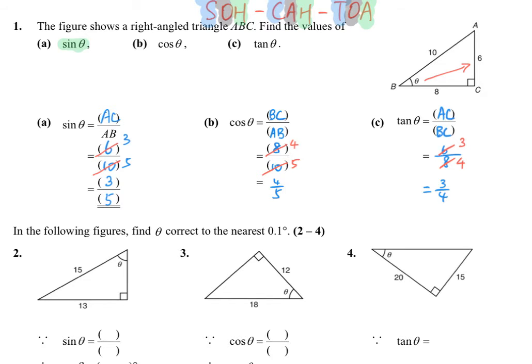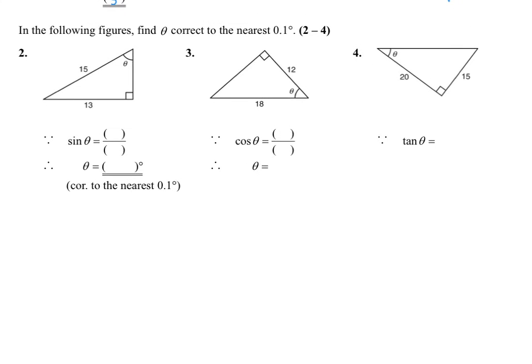Now let's move to question 2. For question 2, we need to find the unknown, which is the angle theta. For sine theta, we need to know SOH. So for sine theta, you need to use the opposite side of theta, which is 13. So 13 should be here, over the hypotenuse, which is 15.